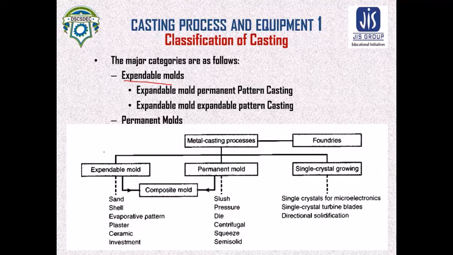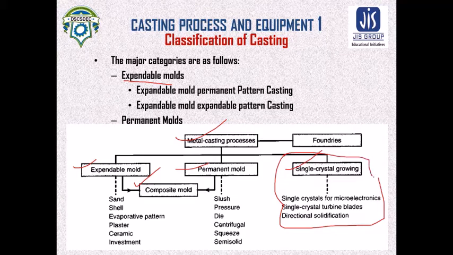This is a broad classification of metal casting process. In metal casting process there are three types of casting. First is expendable mold casting, second is permanent mold casting, and third is a mix and match of these two types, that is composite mold casting. Another classification is single crystal growing. This is not in our syllabus, so we will see only a brief detail of it at the end of this casting process and equipment topic. It is not so important, but the important parts are expendable mold casting and permanent mold casting.